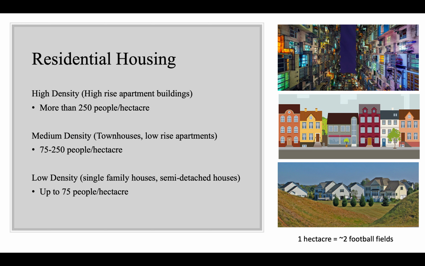So residential housing. There are 3 types of residential housing that are considered when planning a land use map. There's high density residential housing, which is more than 250 people per hectare, keeping in mind a hectare is about 2 football fields. So that would be like a high-rise apartment building.